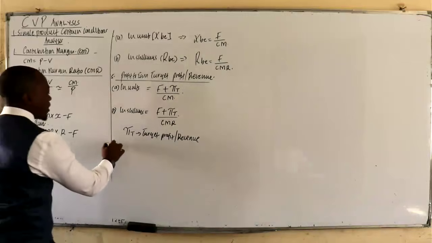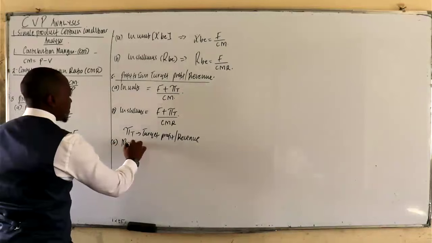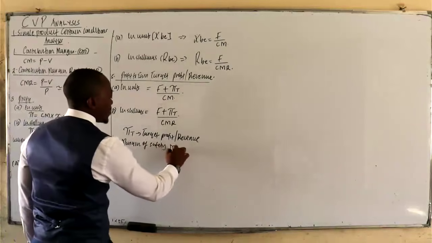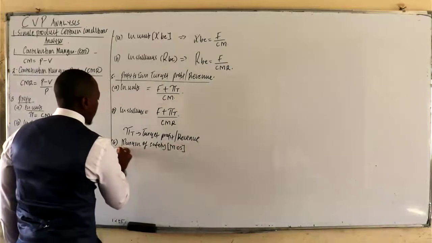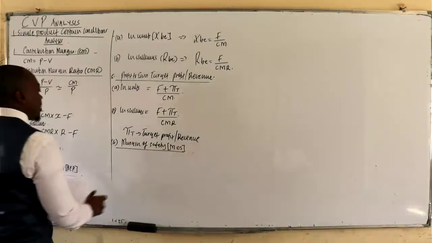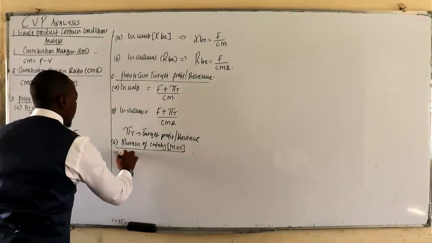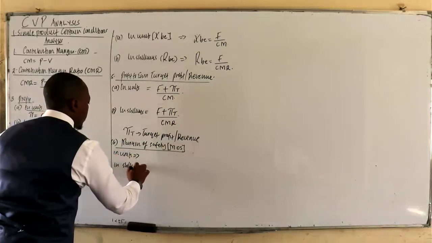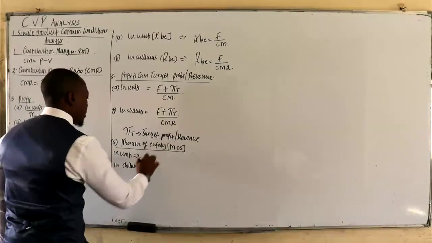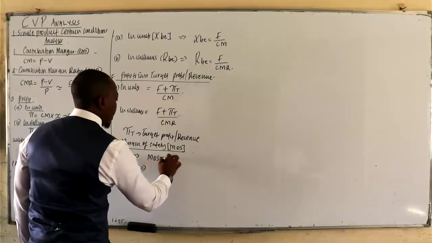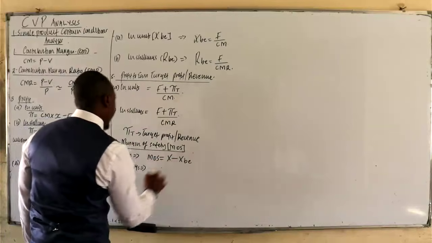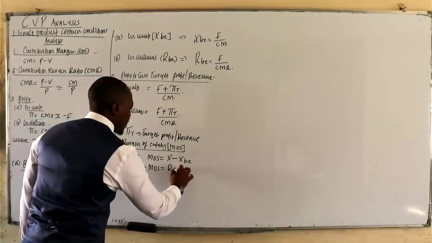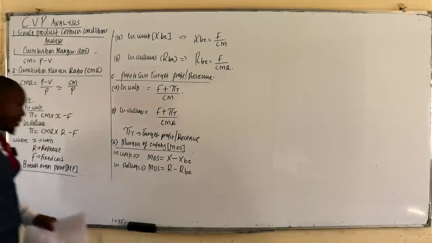Lastly, number six, how do we get the margin of safety? Margin of safety, MOS. For the margin of safety, you can compute it based on units. To get the margin of safety, you take the revenue minus the revenue to break even.